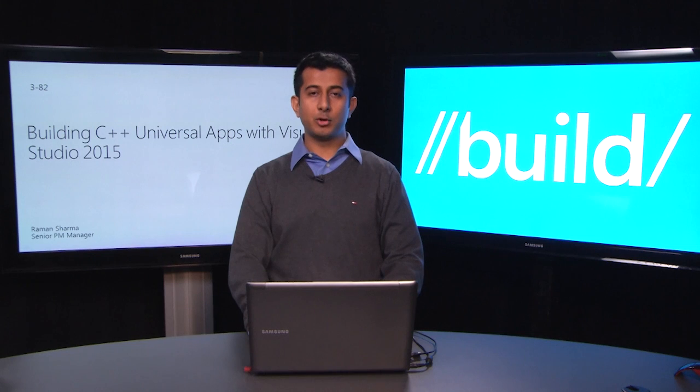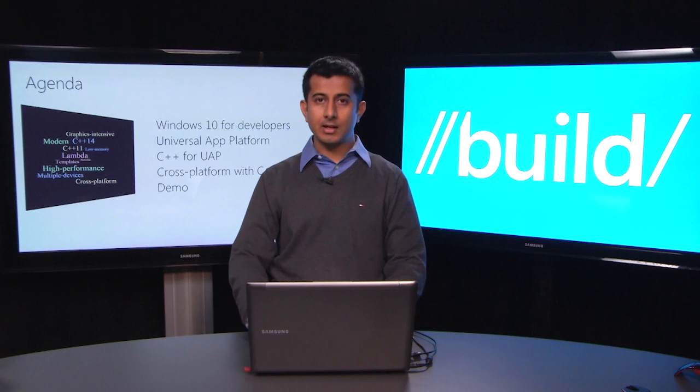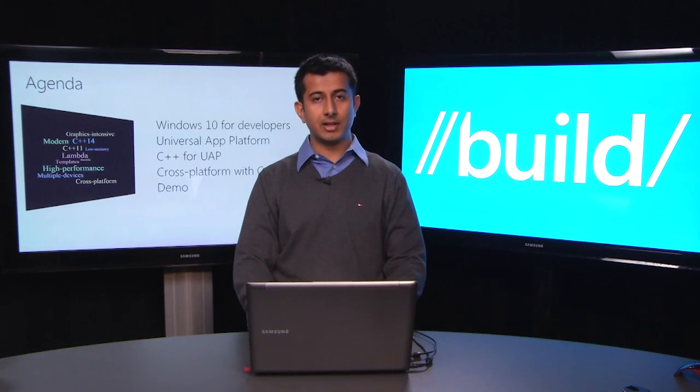In this session, I'm going to talk about building C++ universal apps for Windows 10 using Visual Studio 2015. So this is roughly the agenda for today. I'm going to provide a brief overview of some of the new concepts that Windows 10 introduces for app developers. We're going to dig deeper into this new concept called Universal App Platform. We'll take a look at how C++ interacts with some of these new concepts that the platform introduces. And we'll talk about some of the cross-platform features that C++ introduces to help you build apps for more than one platform. And then we'll take a look at a demo of some of these new features in action.